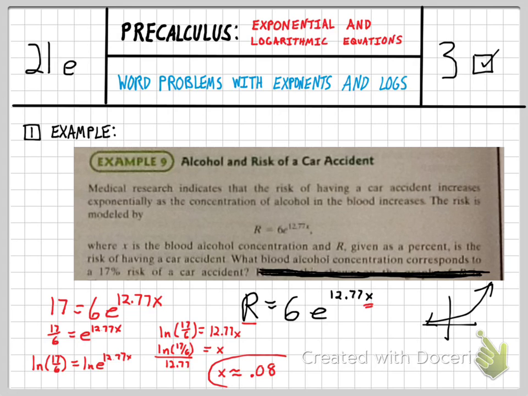Interestingly enough, this number is actually the legal limit for a lot of states, including California. So if you drink alcohol up to the limit that becomes illegal, you're already at a 17% chance. Higher than that, your chances of having an accident go way, way, way up. Good thing to keep in mind.